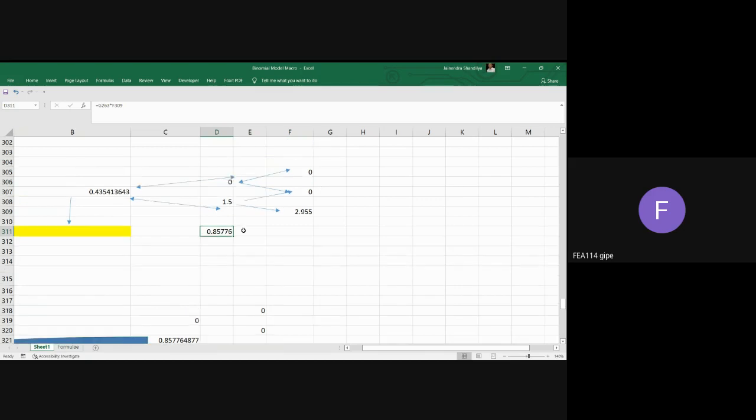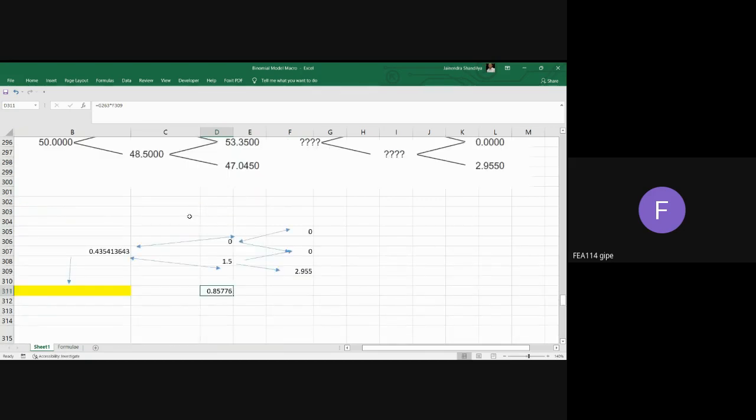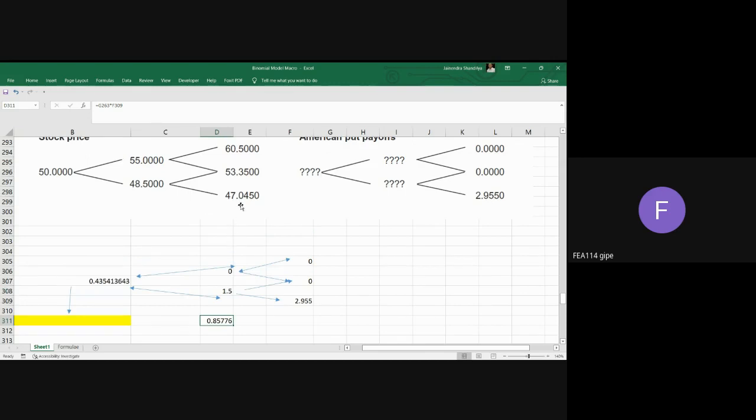But because this is an American one, just remember, what is the price here? 47, 48.5, right? From 50, if it goes down by 97%, the price becomes 48.50, right? So 50 minus 48.50 is 1.5. So instead of 0.85776, I have taken 1.5. Why? Because I can still exercise it at 1.5 because this is an American put option, which is different from a European put option. If this was a European put option, the value would still be 0.85776.